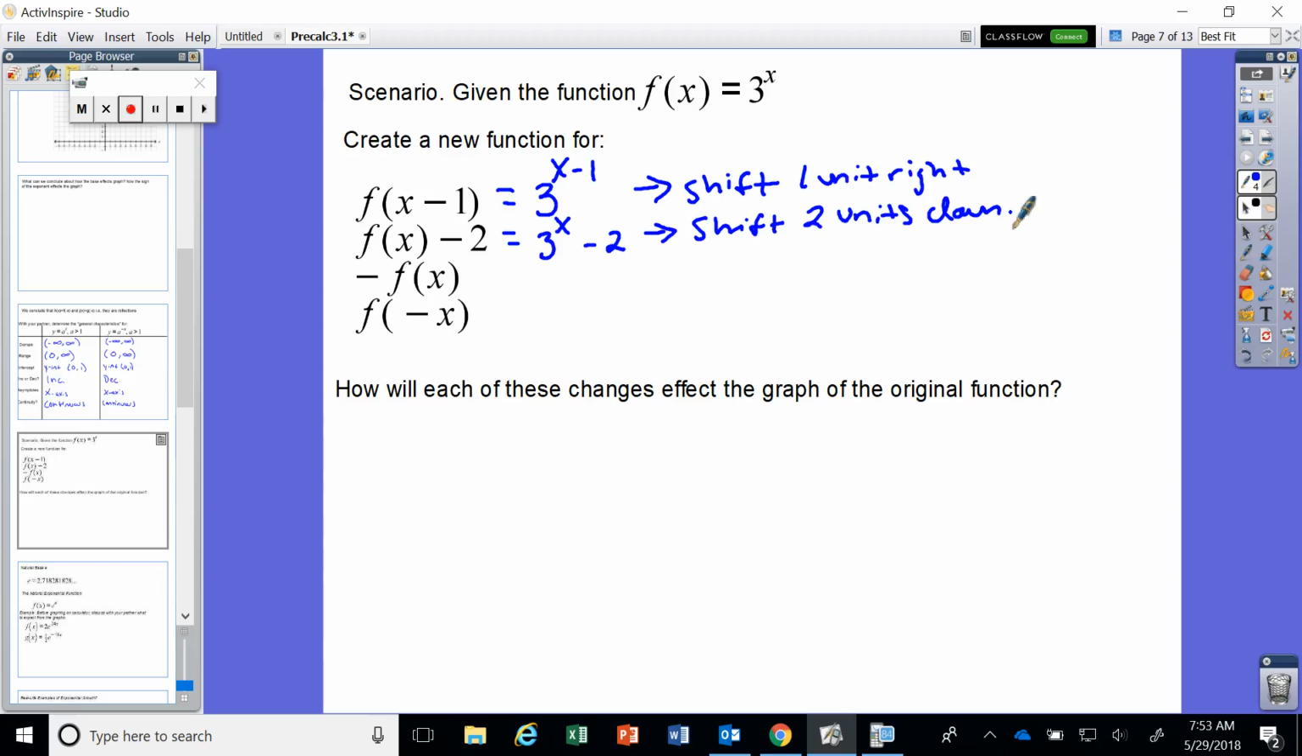All right, so I challenge you, pause the video now and see if you can do the last two, negative f of x and f of negative x. Pause it, give it a shot on your own, come back and see if you're right.